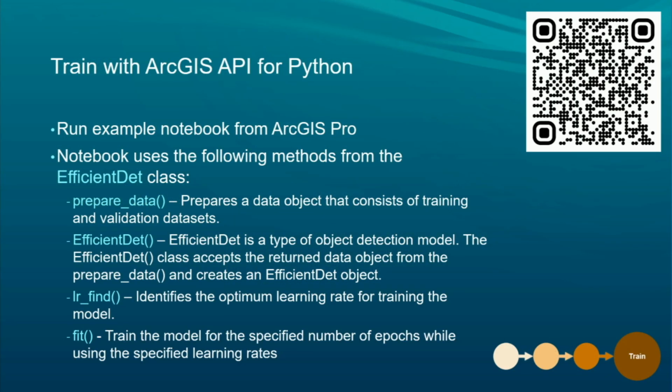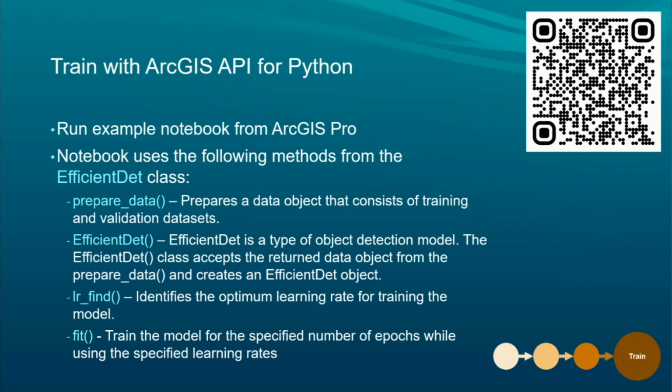So next it's time to run the notebook and train the model. Before we look at the notebook, we're just going to look at a couple of the classes and methods that we're going to use in the notebook. First is the prepare_data method, which takes the input training data and turns it into a data object that consists of training and validation data sets. Next, EfficientDet is a type of object detection model. And the EfficientDet class accepts the returned data object from the prepare_data method, and then we'll create an EfficientDet object.